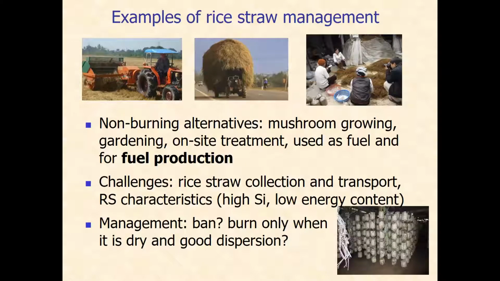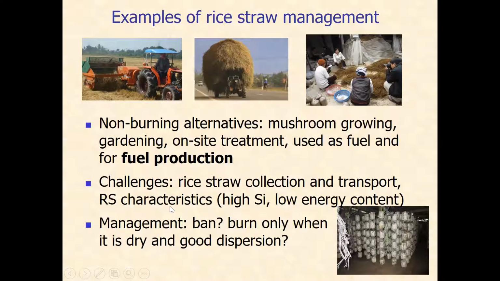Now, some examples of rice straw management. Here is how we do rice straw management: we have the combined harvester, and then we have rice straw scattered in the field. So we could collect it and transport it, using a truck like this. And we use it for different purposes, like mushroom growing, etc. So we have many non-open burning alternatives, like using it for mushroom growing, gardening, on-site treatment, use as fuel and for fuel production. The challenge here is rice straw collection and transport. It is very bulky, difficult to transport, even to collect, and needs a lot of labor.